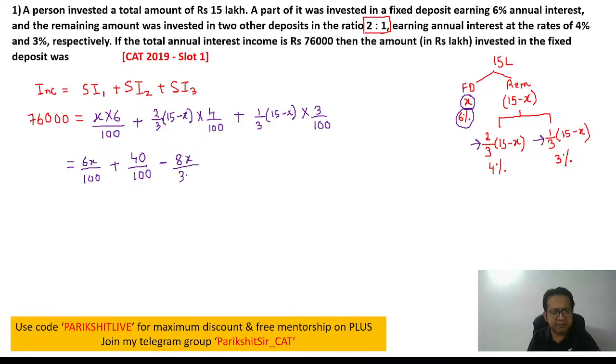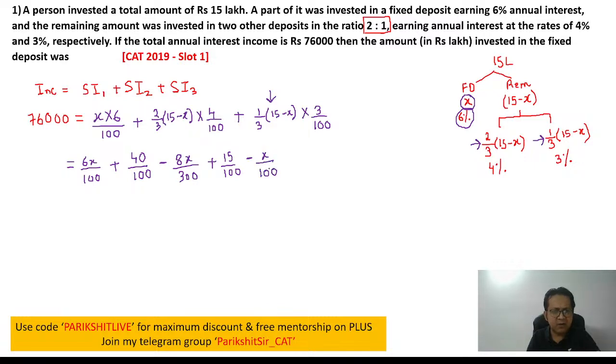Minus 8x divided by 300 plus 15 divided by 3 is 5. 5 into 3 is 15, right? So 15 divided by 100 minus how much is that? 3x by 300 is x by 100.